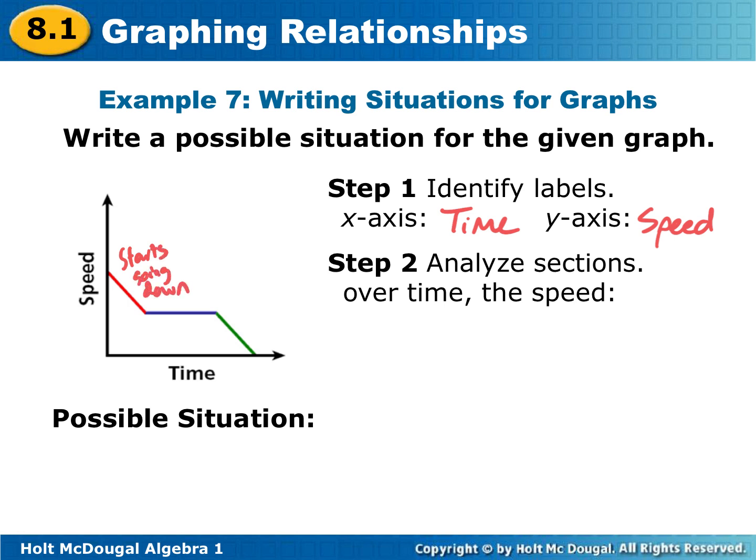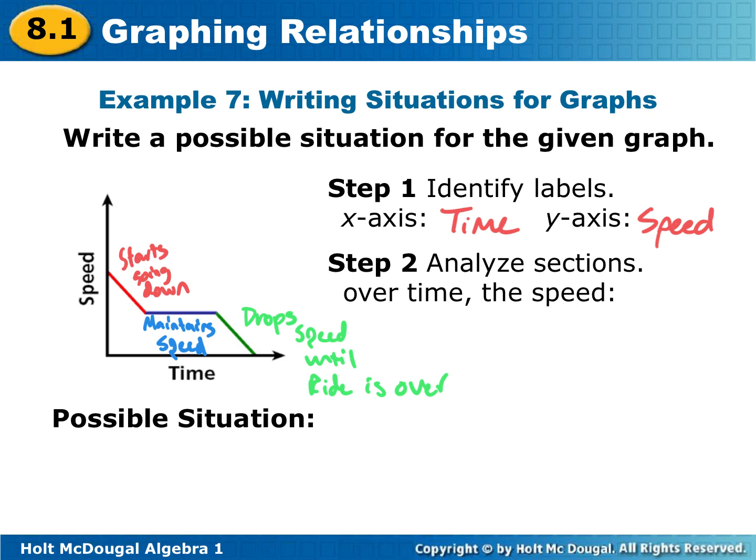Okay? What happens in the blue section? It's going the same speed. So it starts going down and then it maintains speed. And then what happens there at the green? It drops speed until the ride is over. So you see how all we did right there was kind of go through it step by step.